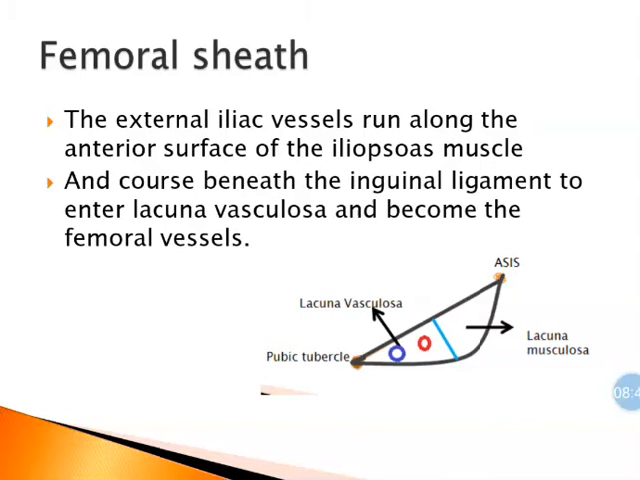In the picture, you can see that the space between the inguinal ligament and the hip bone is divided into two parts. Lateral one is lacuna musculosa and the medial one is lacuna vasculosa. And in the lacuna vasculosa, you can see the femoral vessels which have entered from abdomen.